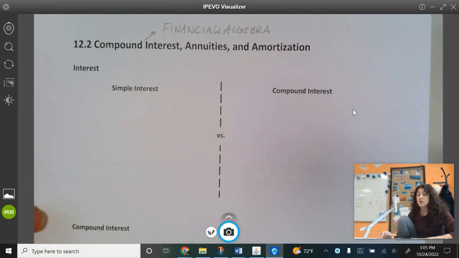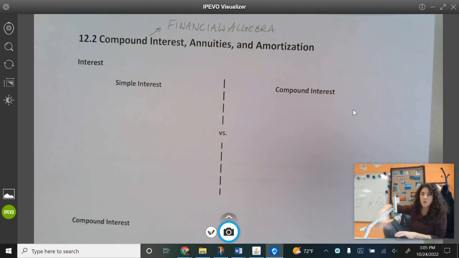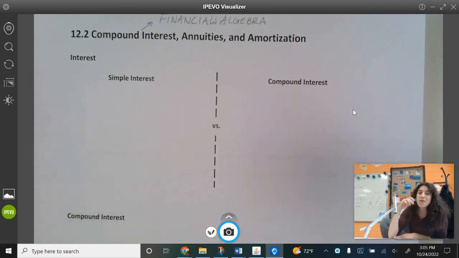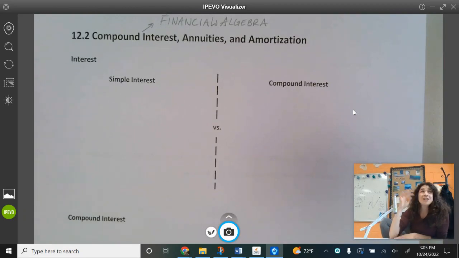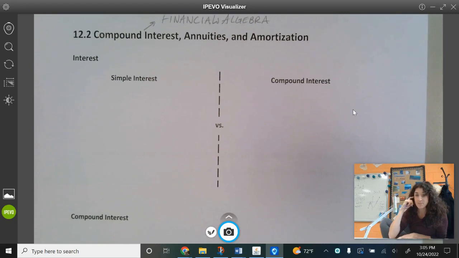Okay. So this is all financial algebra, also exponential. So that's all what we want to talk about with that. All right. So we've talked about earlier, I think like this time last year, maybe a little bit less than a year ago, about simple interest.